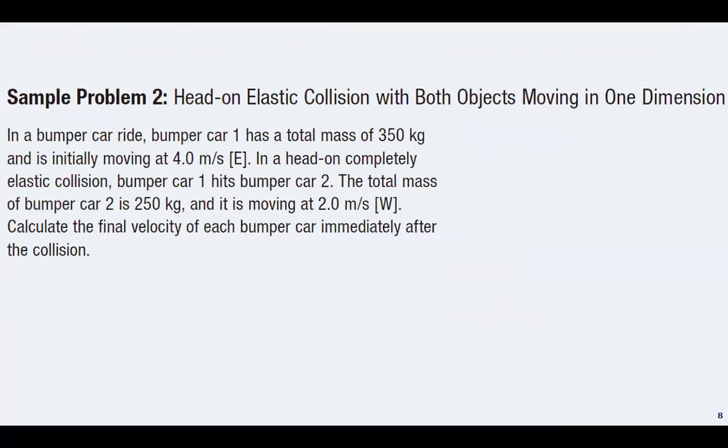In a bumper car ride, bumper car 1 has a total mass of 350 kilograms and is initially moving at 4.0 meters per second. Direction is east. In a head-on completely elastic collision, bumper car 1 hits bumper car 2. The total mass of bumper car 2 is 250 kilograms, and it is moving at 2.0 meters per second to the west. Can you calculate the final velocity of each bumper car immediately after the collision?